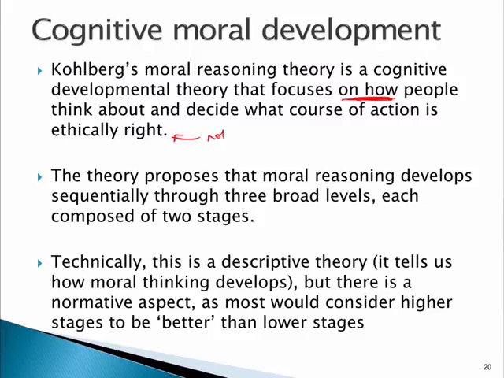It's not really about what is the right thing to do. So it's not normative in the sense of giving us advice. What it instead suggests is that moral reasoning develops sequentially over 3 levels with 2 stages in each. Now, generally I find the way he numbered this difficult, but in essence there's 6 steps in 3 broad categories. While it is a descriptive theory, it is normative in the sense that most people think being at a higher stage is better than being at a lower stage, although strictly speaking it is a descriptive theory.